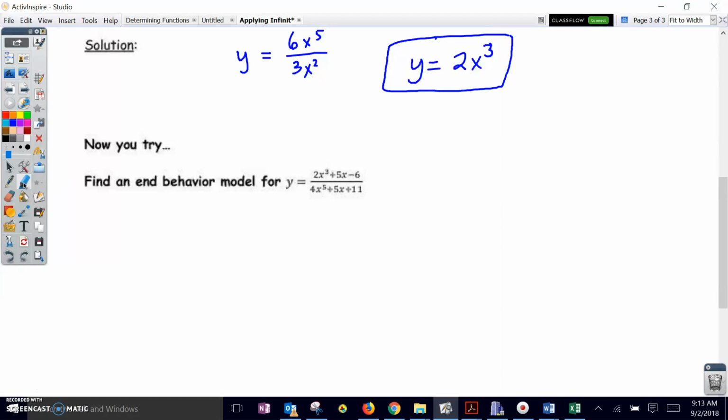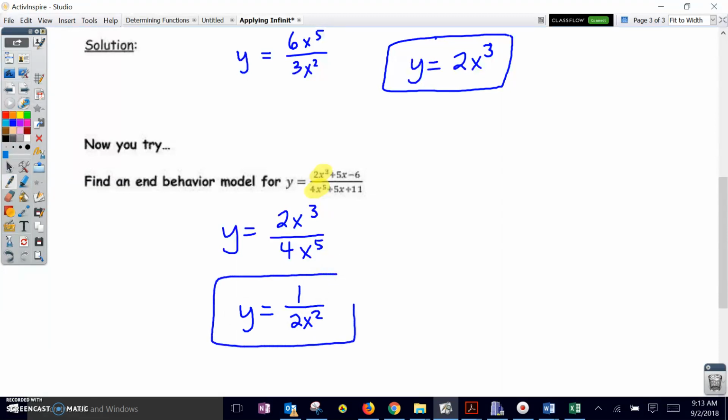Okay, so I look at just the biggest powers of x in both the numerator and the denominator. And I'll go ahead and I take that, write that ratio and reduce. And this ends up being 1 over 2x squared. And that will be a good end behavior model for the original rational function here. Its behavior as x goes to infinity will mimic the behavior of the original function.